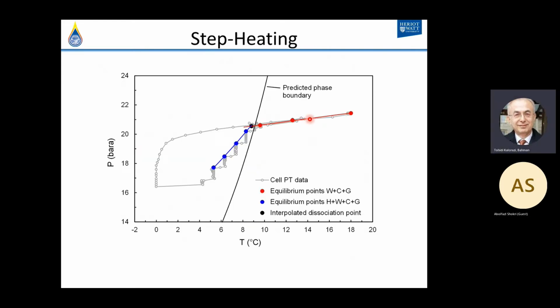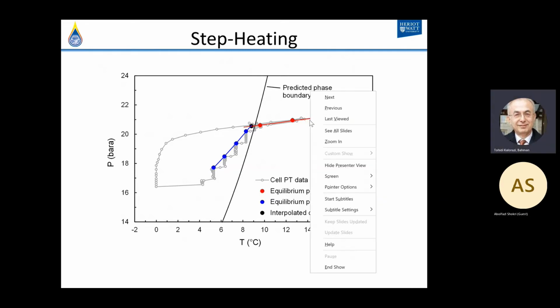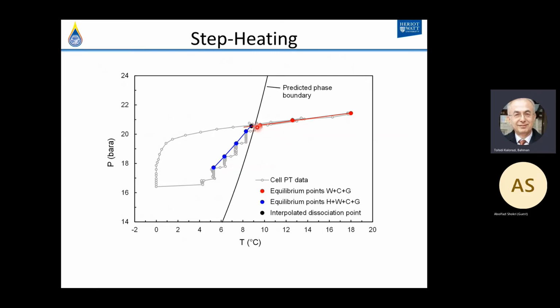Now, how to do it? I mentioned that if the hydrate dissociation is performed correctly, we will have a unique point. And that is what I meant here. If you increase the temperature to melt hydrate, you are not within the hydrate stability zone, because you are heating and heating and heating. The point you get is here, which is wrong.